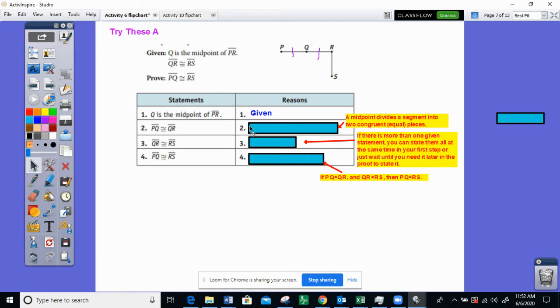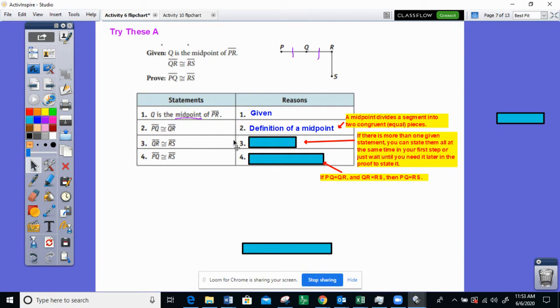So how do we know that? A lot of the times when you're looking for a reason, it's helpful to look back at the last statement. We were told that Q is the midpoint of segment PR. So it's because we know the properties of a midpoint, it's because we know what a midpoint is that allows us to conclude that these two smaller segments, PQ and QR, must be congruent to each other. So this is going to be because of the definition of midpoint.